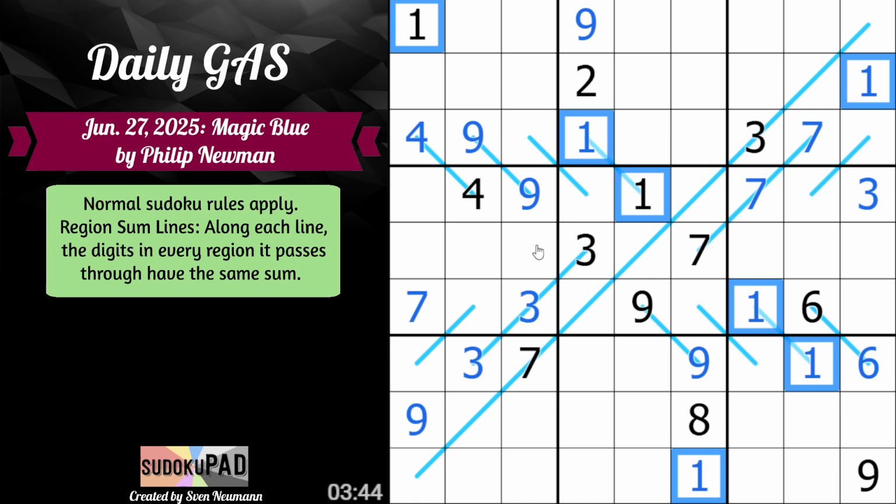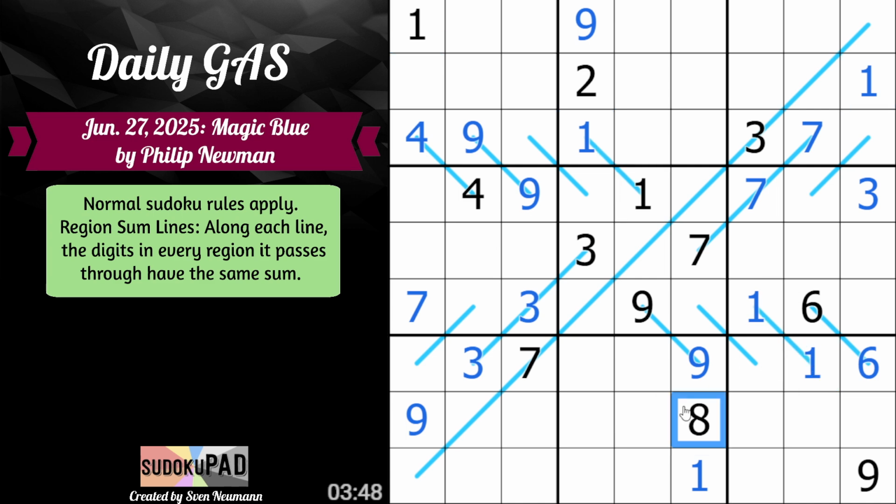Which does what for us? 8. Well, sorry. Now I've realized something. 1 with the 8 here. Before, 8 could have gone there, but now that it can't, if we consider where 8 can go, 8 can't go here because then it would go there, and that would break. So this has to be the 8.